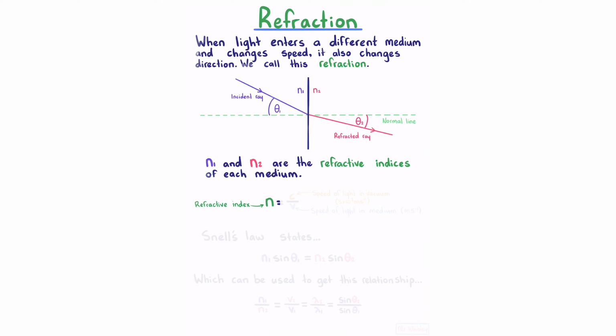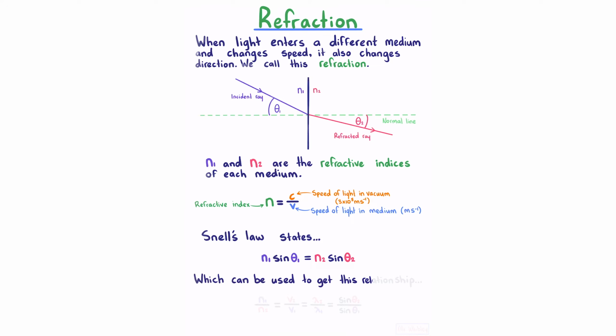A refractive index is just the speed of light in a vacuum divided by the speed of light in the medium. In other words, the higher the refractive index, the slower light travels. We can put these all together mathematically using Snell's law, which states that N1 sin θ1 is equal to N2 sin θ2, which we can also use to get this relationship here. N1 over N2 is equal to V2 over V1, lambda 2 over lambda 1, or sin θ2 over sin θ1.